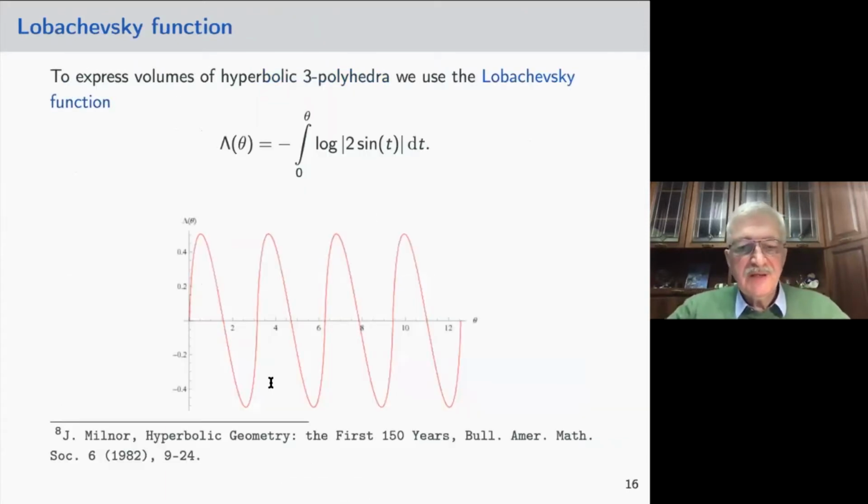And since we are in hyperbolic space, you can ask about the volumes of these objects. So volumes can be calculated in terms of the Lobachevsky function. This is the graph of the function, it's periodic, and it's an odd function. And this looks like a kind of dilogarithm function. It's called the Lobachevsky function by John Milnor in his famous paper published in 1982. And using this function, we usually can calculate volumes of hyperbolic polytopes.